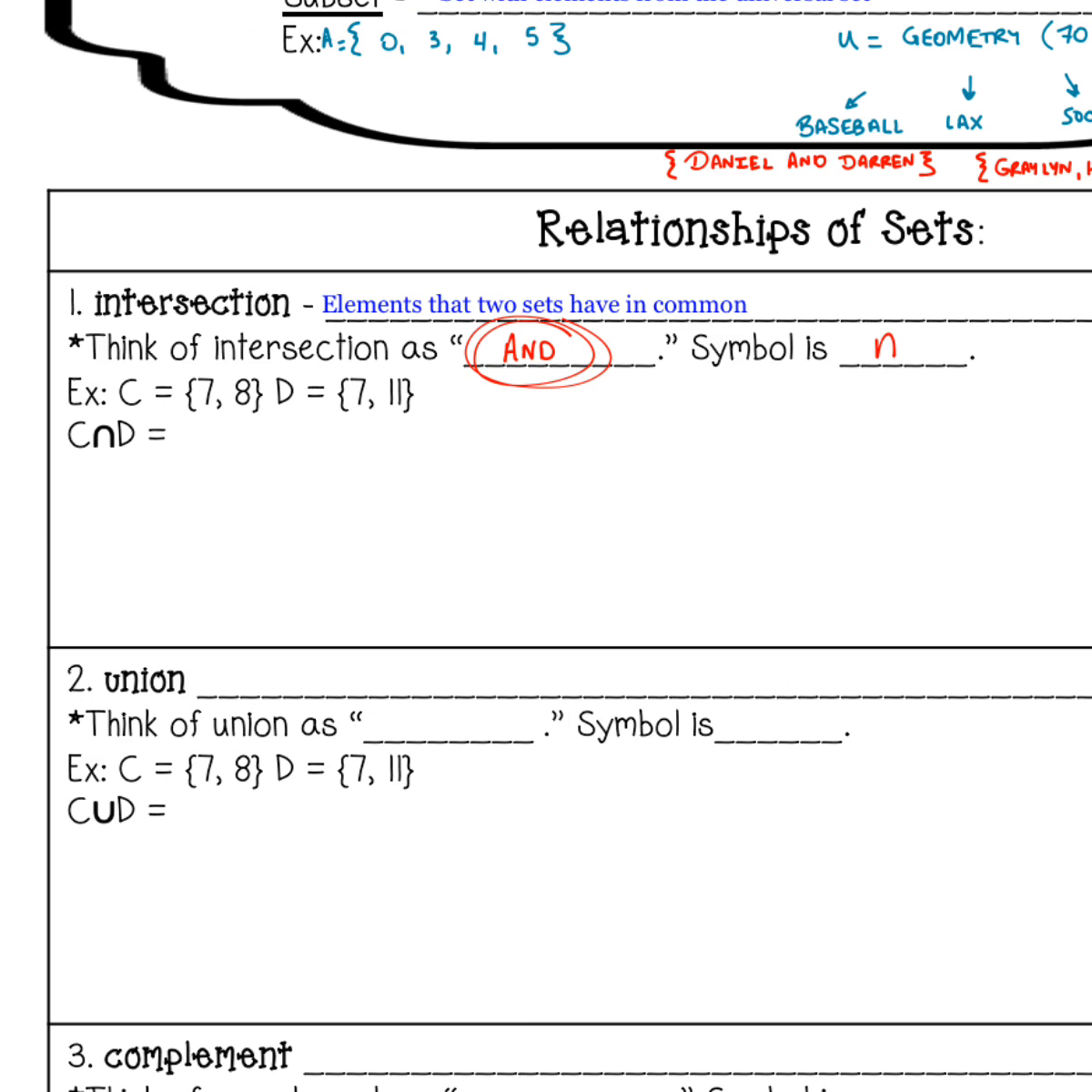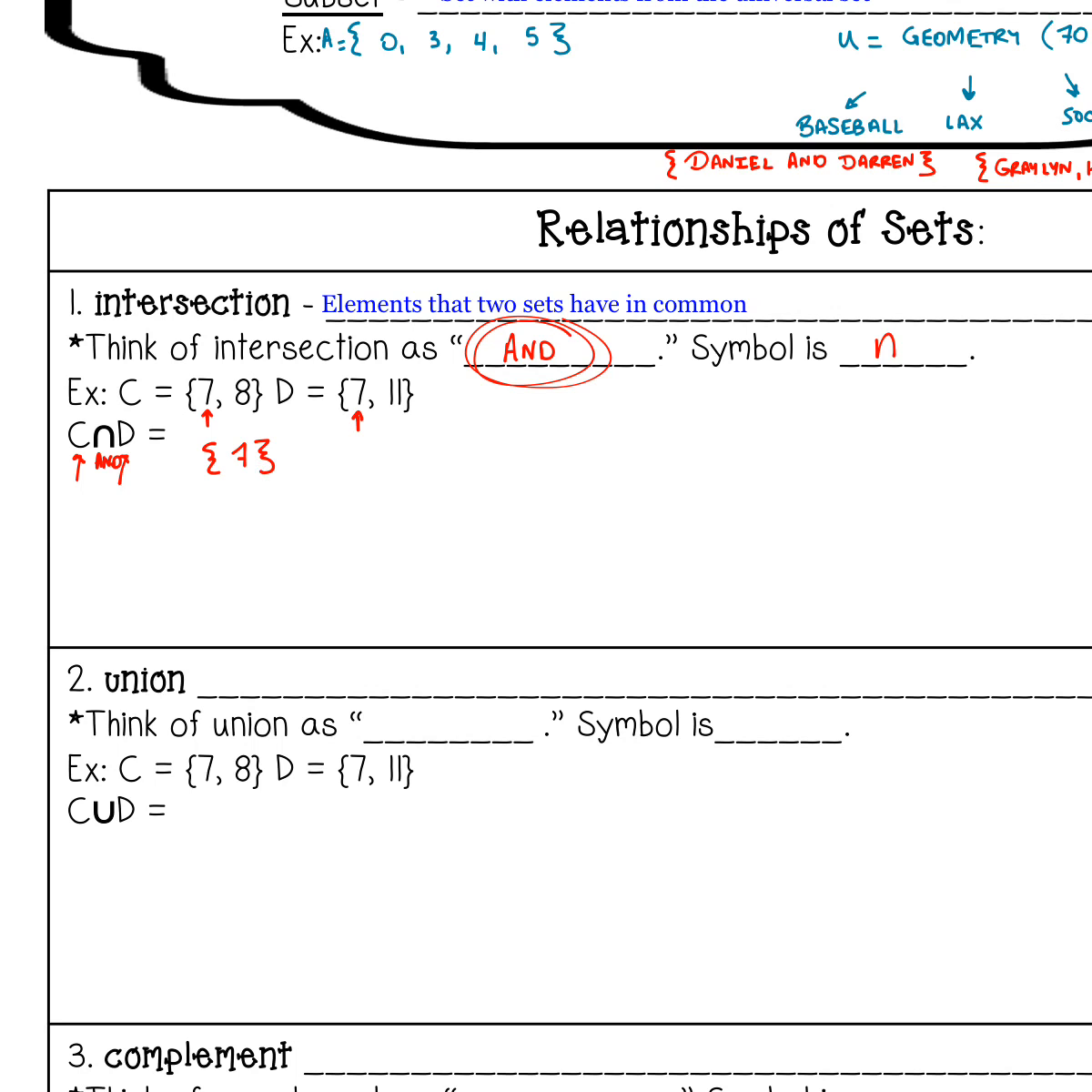So if you look at C and D, for our example, we want to know who is in both subset C and subset D. Well, we look at our subsets. Subset C has 7 and 8. Subset D has 7 and 11. What number is in C and in D? Well, 7 is in both. So the intersection is just the number 7.